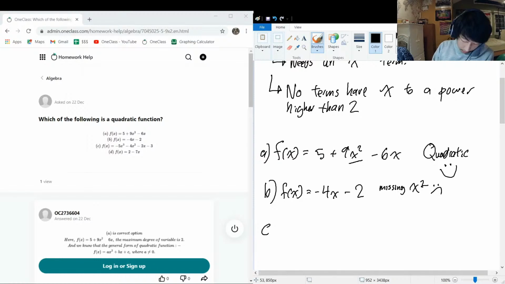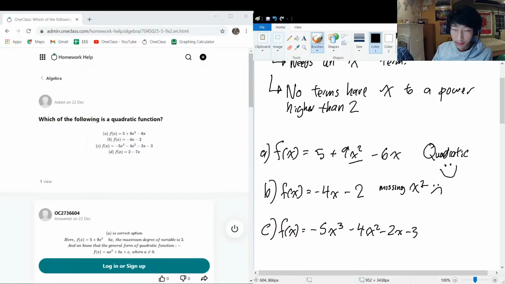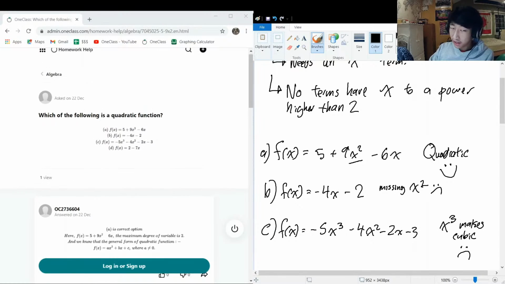What about option C? Option C, we got -5x cubed. That's a big red flag right there, but I'll write the whole thing out just to be complete. X squared minus 2x minus 3. But x cubed makes it cubic. Sad face, you're not a quadricopter. You're not a quadratic function, so it ain't gonna work out.